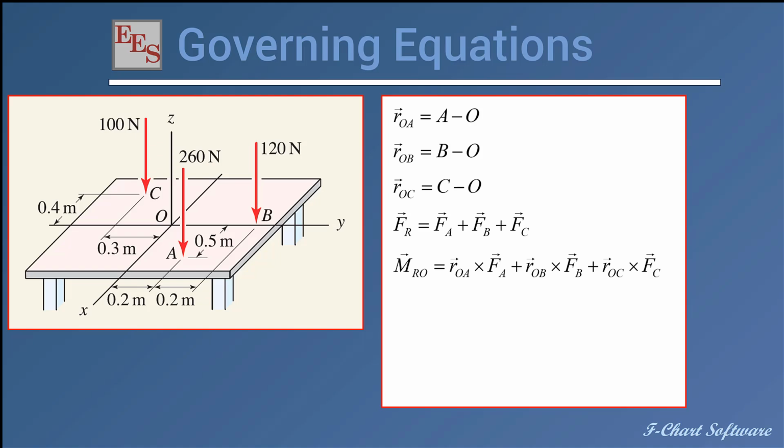And then the resultant of the forces is just the vector sum of those forces. And the net moment that these forces provide about point O is just the vector sum of the moments that you get from each force alone. So ROA cross FA plus ROB cross FB plus ROC cross FC. So doing the computations is not very hard, right?